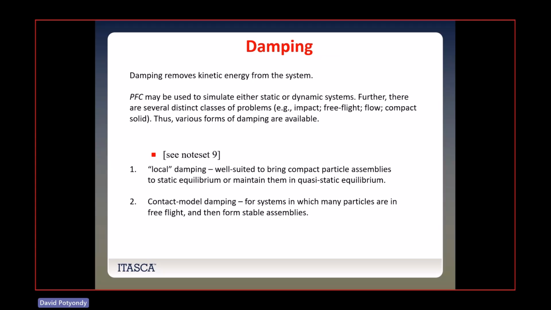Now, damping, right? Remove kinetic energy. There are different types of damping. There's basically this thing called local damping that we're going to talk about. And for almost all cases of the work you guys are going to be doing, you're going to use local damping. There's also other types of damping, like when two guys come together, there's a dash pot. That's going to remove energy. That's a type of damping. It's even built into these contact models.